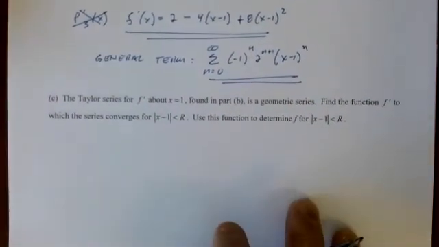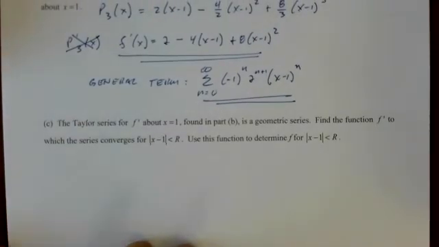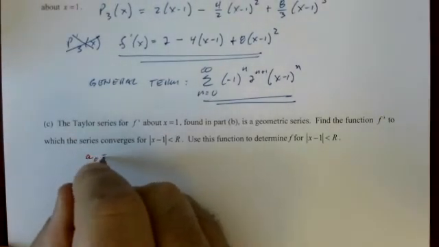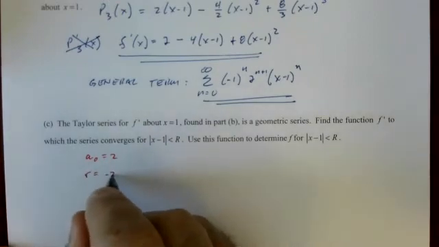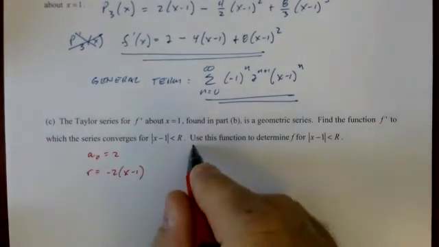Okay, the Taylor series for f prime, in part B, is geometric. So it is. Find the function which the series converges to, and use that function to determine f. Looking up above, I would say my first term is 2, and my r is -2(x minus 1). That's weird. Okay. Oh, and then use that to determine f. Got it. I was trying to figure out what they were asking here.